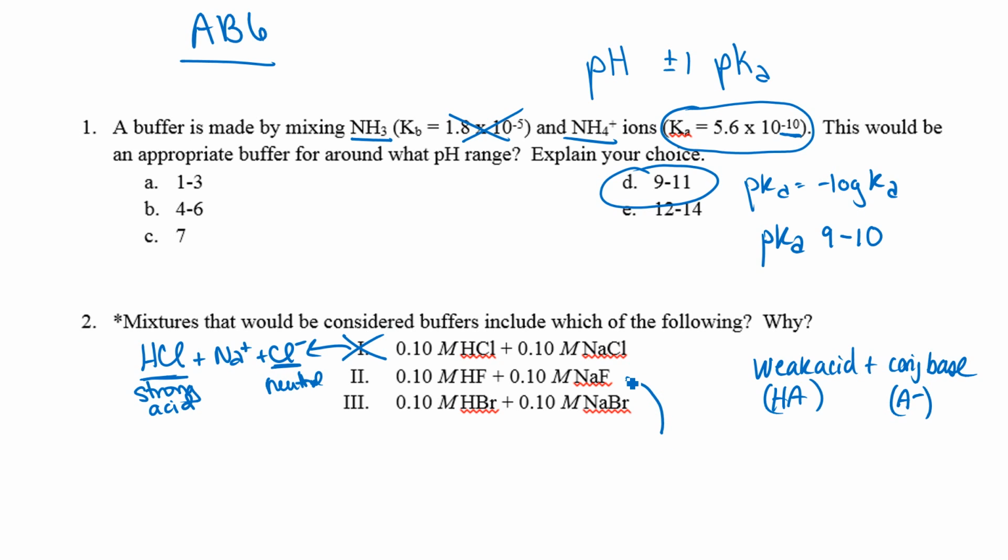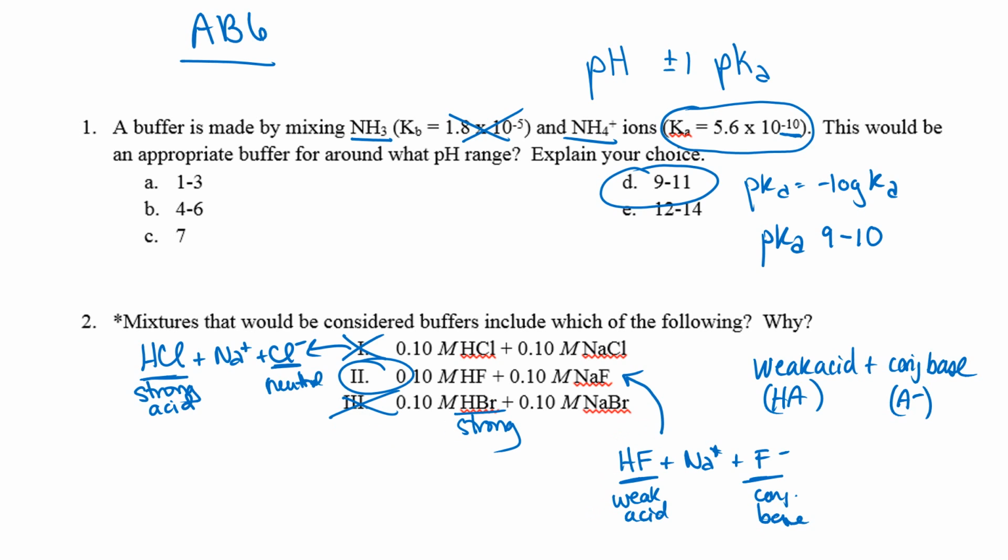Let's look at number 2. HF looks promising so far. Sodium fluoride is going to split up into the sodium and fluoride ions. Looks like we have HA and its A-. And HF is in fact a weak acid. And this right here is the conjugate base. So yes, 2 is a buffer. And then 3 is the same as 1, where this is strong, so this is not actually a buffer. So it's only number 2 that's a buffer.